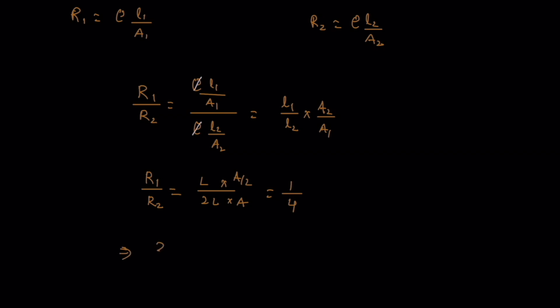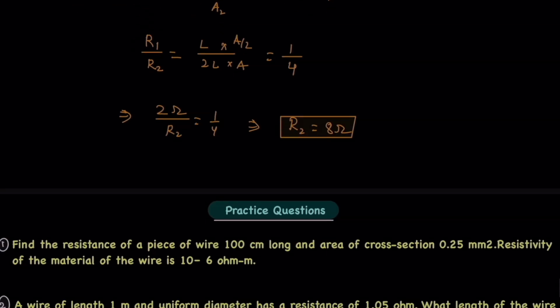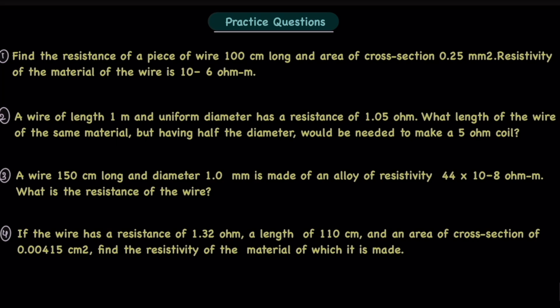R1 is 2 ohm given. R2 we have to find. So R2 will come as 8 ohm. This is the answer. After that, you should practice a few questions based on the same topic for better understanding and comment your answer in the comment box.